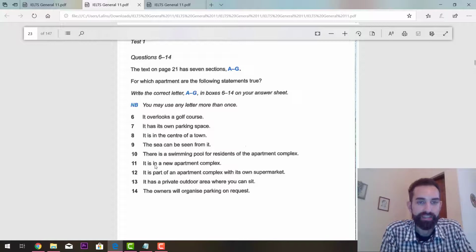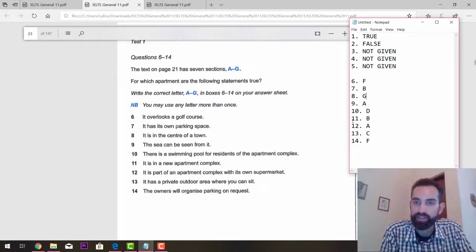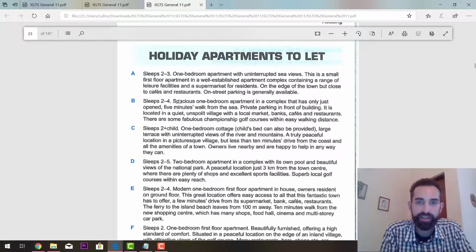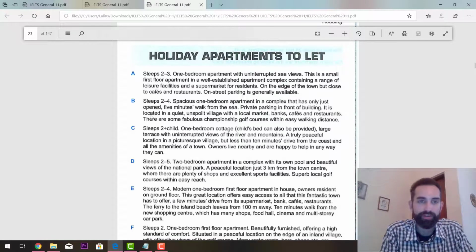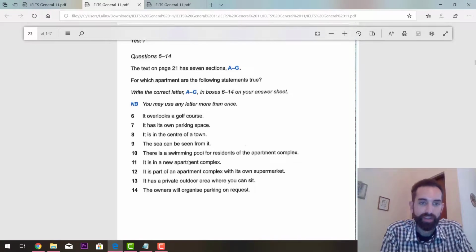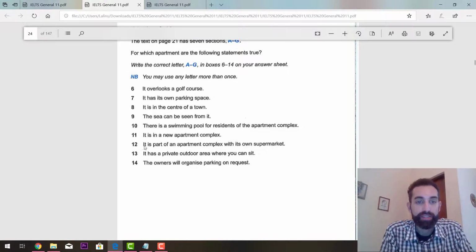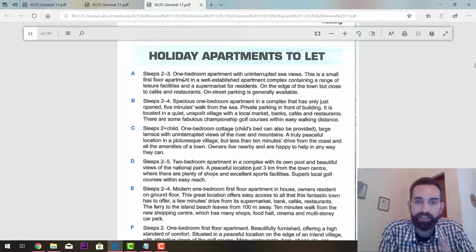11. It is in a new apartment complex. We had, obviously, B. So let's go back to B. That was in a complex that's only just opened, which means it's new. So that means that 11 is B. Now 12, it is part of an apartment complex with its own supermarket. And we got A. So let's see.